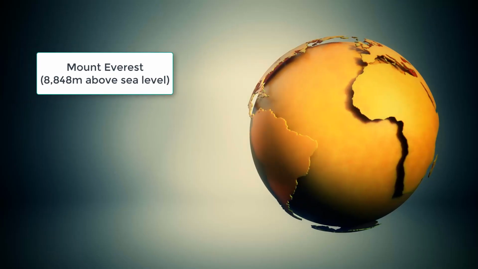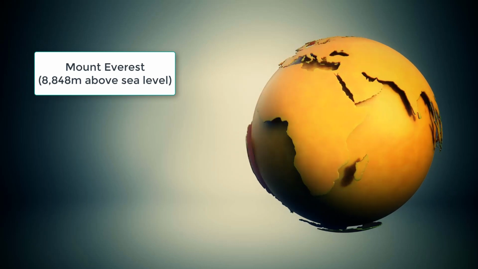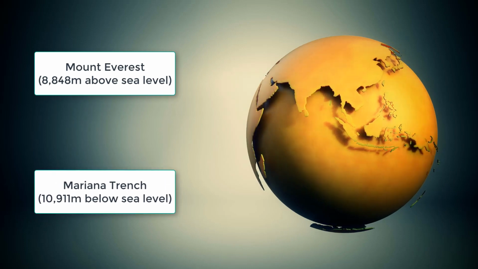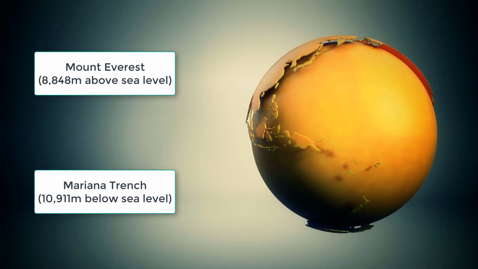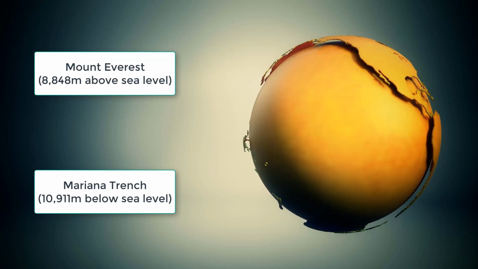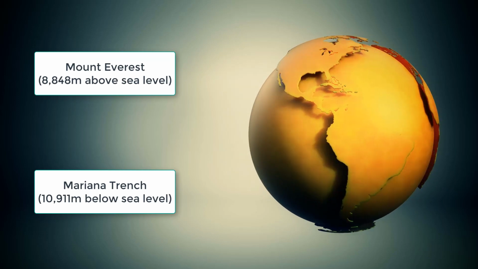The largest deviations from the Earth's surface are Mount Everest, 8,848 meters above sea level, and the Mariana Trench, 10,911 meters below sea level. Due to the swell in the equator, the furthest point from the center of the Earth is the Chimborazo Peak of 6,268 meters in Ecuador.